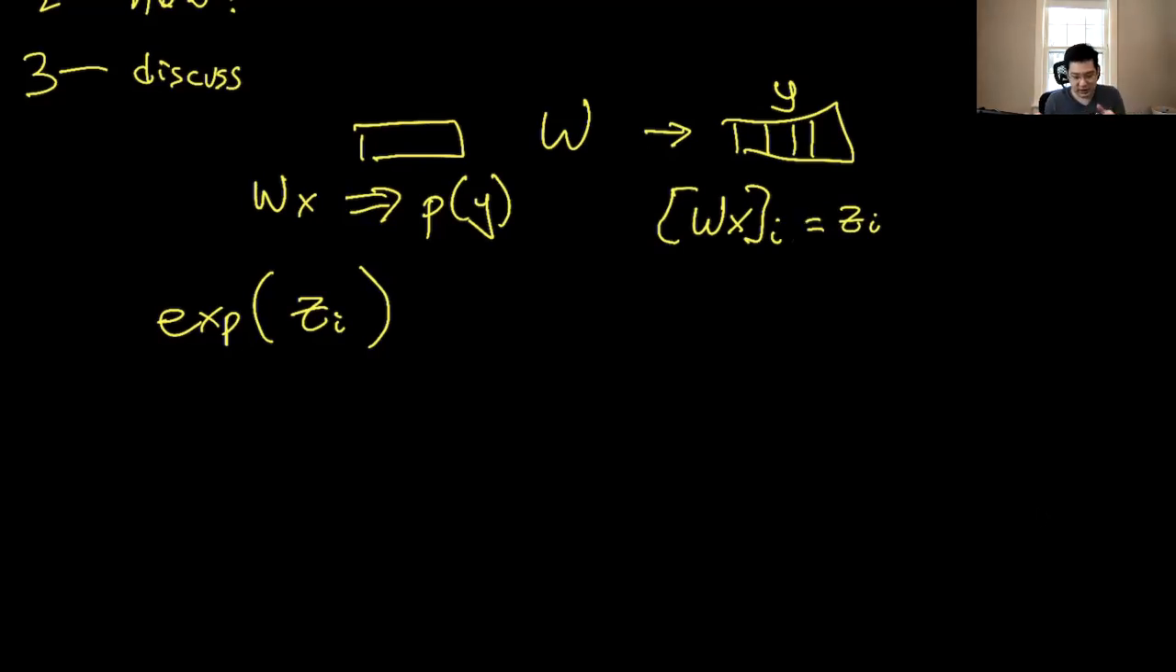So Z_i is the ith entry in WX, and that's just like a score. Again, it's just a score. It's a real-valued number, but we want it to be a probability. So one way to get it closer to a probability is we make it positive with this exponential. But then to make it actually sum to one, we divide it by the sum over, let's say, i equals one. I don't want to use i again.